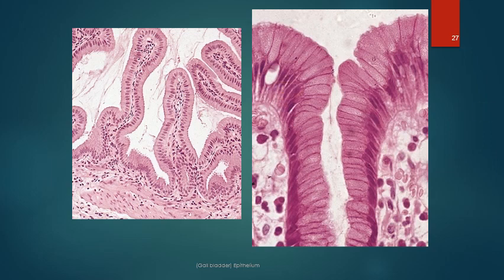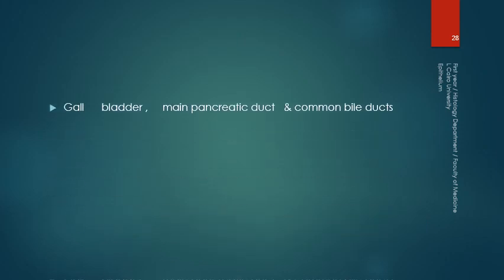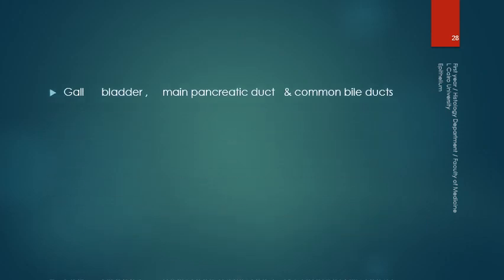Remember two words, the secretion and the absorption. Present where again? In the gallbladder, the main pancreatic duct and the common bile duct.